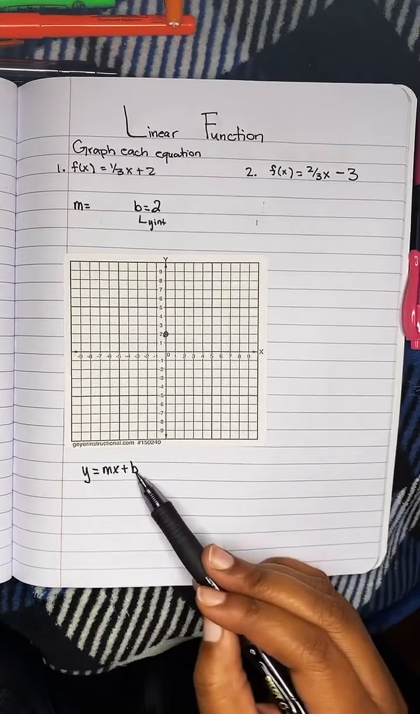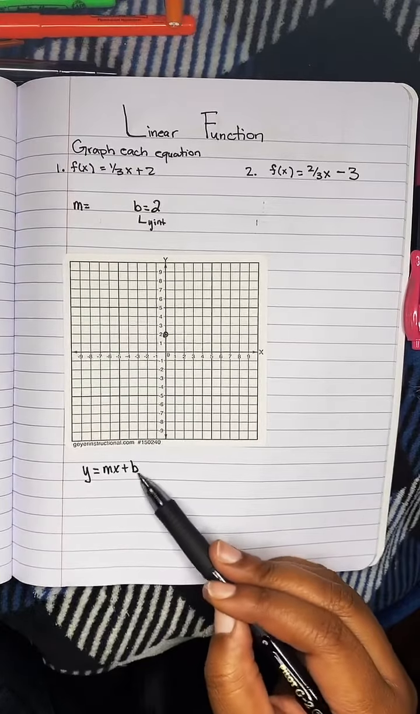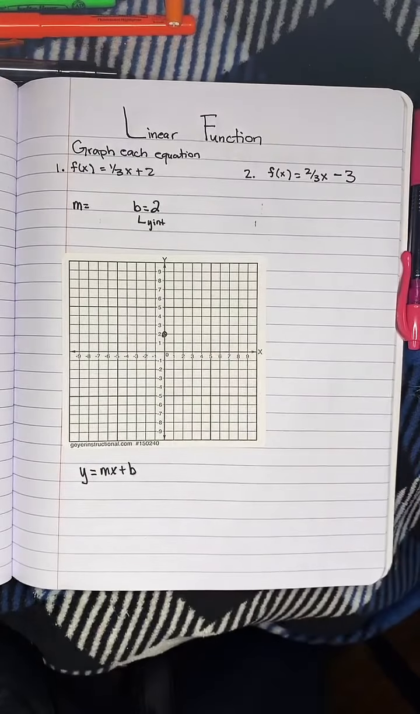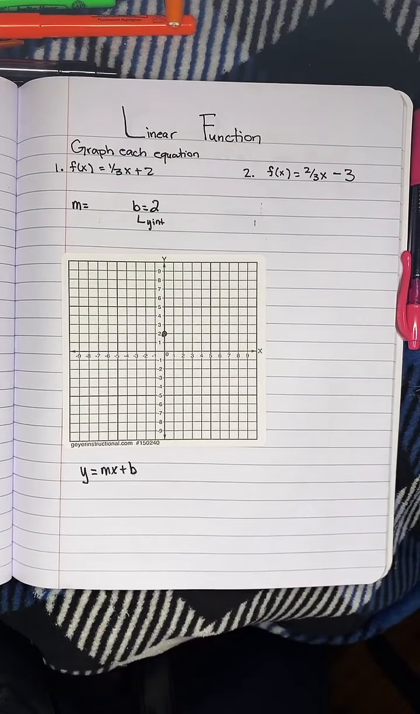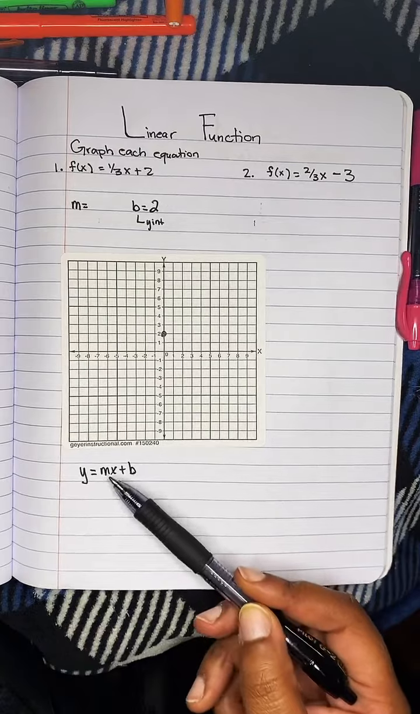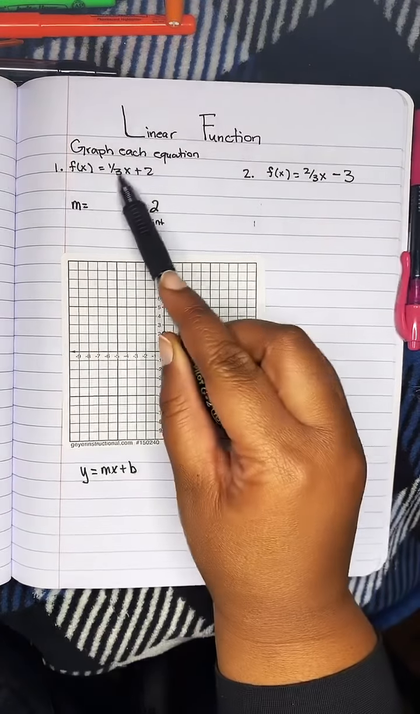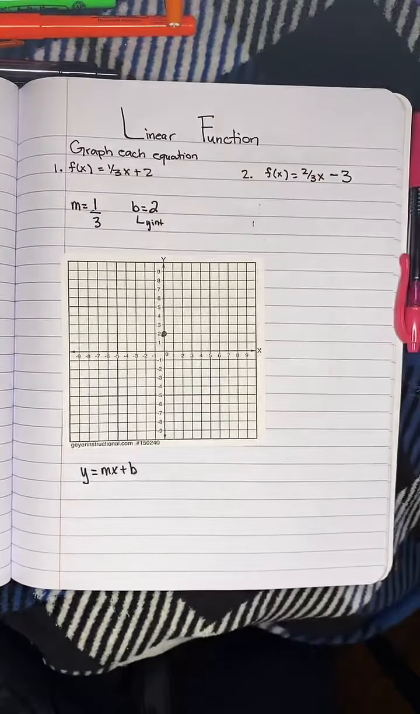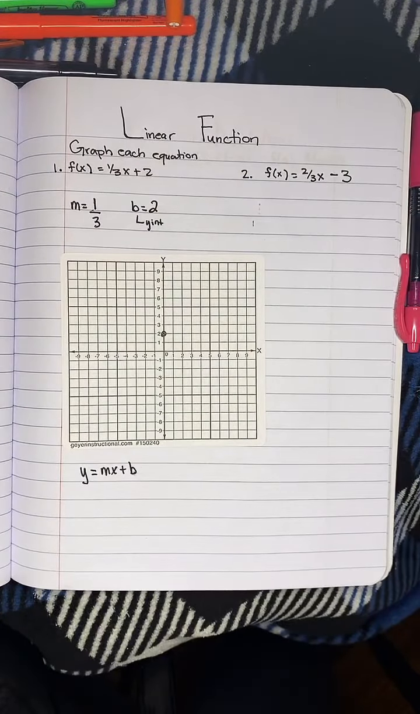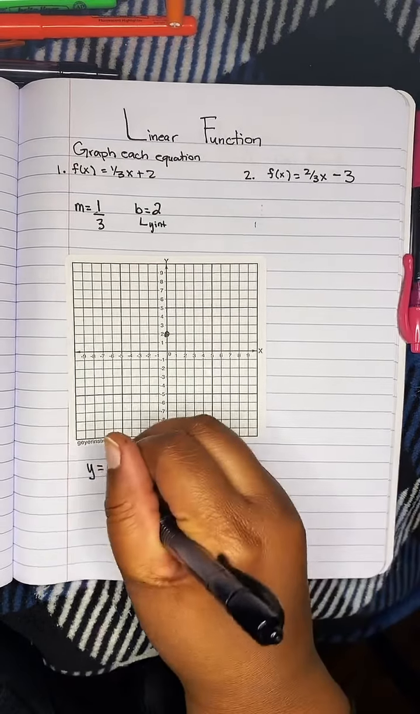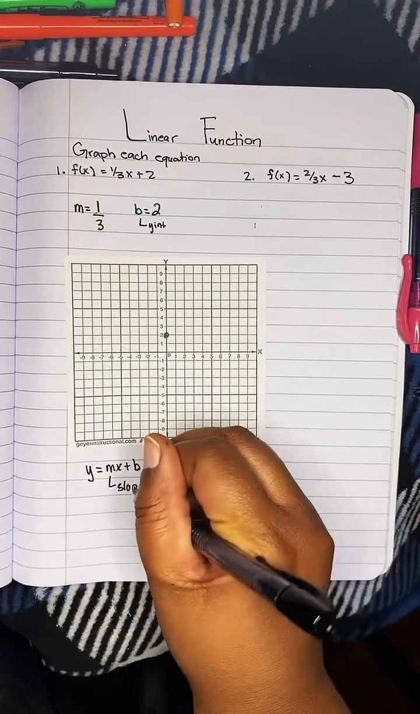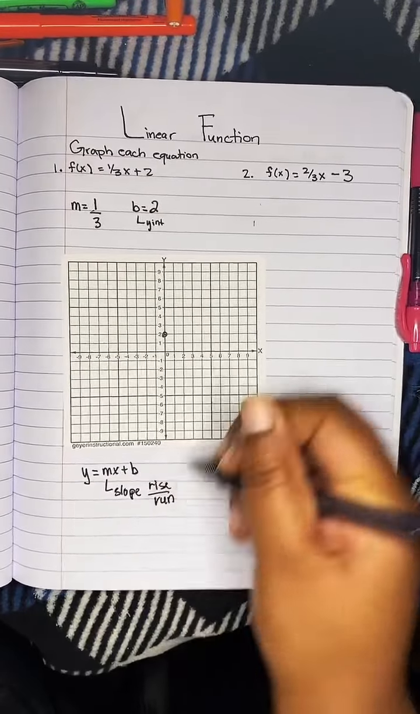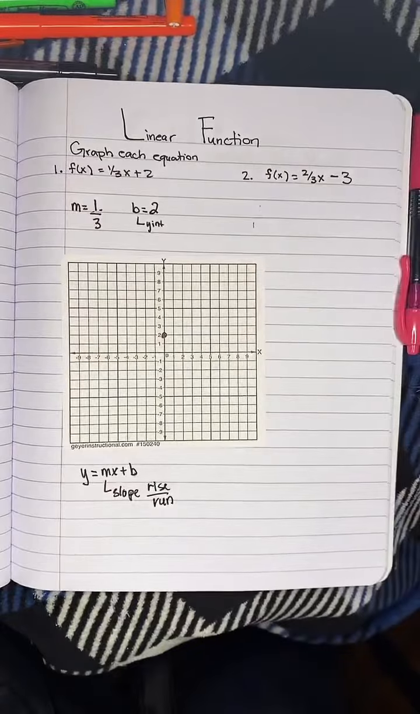And so the number that doesn't have a letter next to it is always called your y-intercept because this is slope-intercept form. And then the m is always attached to the x. So that's why this m is 1/3, which is the slope. Okay, it's the rate. So m is the slope, which stands for rise over run.